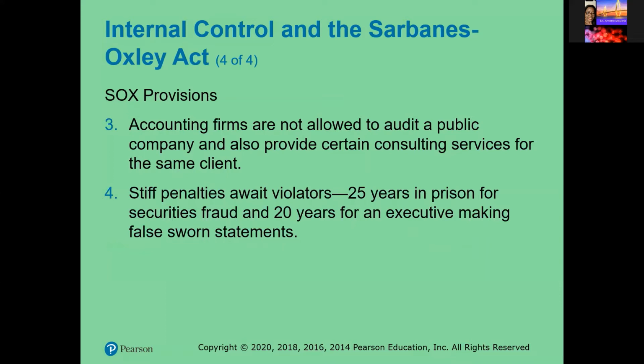and also provide certain consulting services for the same client. Stiff penalties await violators. There could be 25 years in prison for security fraud and 20 years for an executive making false sworn statements.